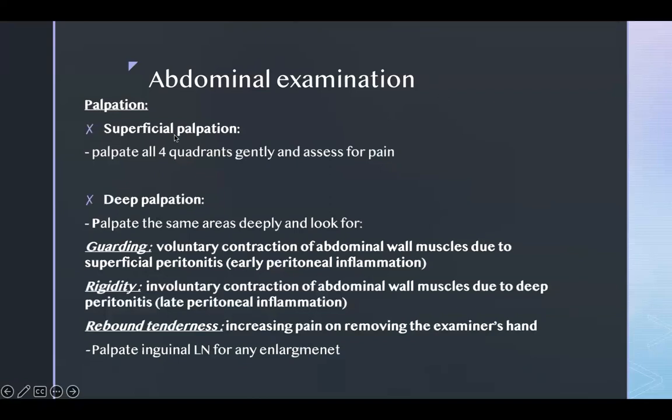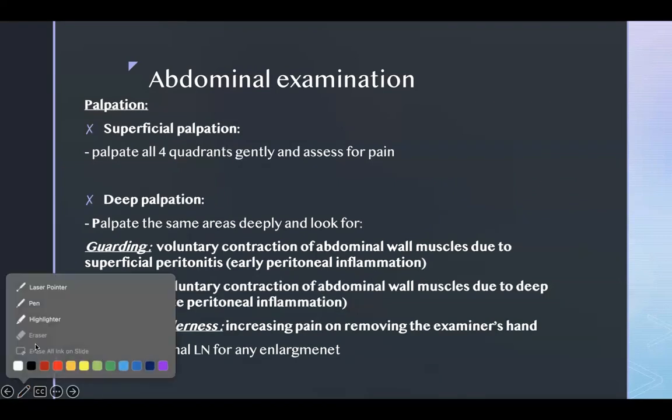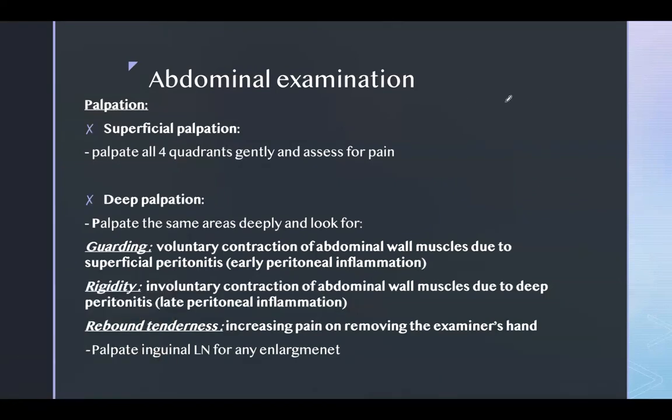Then in palpation, you would divide it into superficial and deep. In the superficial, you have to palpate all 4 quadrants. So imagine that this is the abdomen. You always have to divide it into 4 quadrants. Let's say for the sake of time, we're going to divide it now into 4. Obviously, there are 9 divisions that you can get in the abdomen, but for the palpation we're going to divide it into 4 and palpate all 4 quadrants, and then deep palpation, palpate the same areas deeply and look for specific signs. What are the signs I'm looking for?